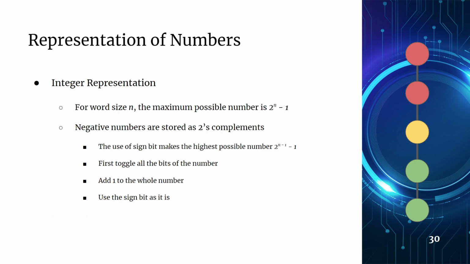Okay, this is another thing that we have all learned a little in our previous courses, which is representation of integer numbers. Now, if we are given a word size of n, the maximum possible number is 2 to the power n minus 1. That is, if I want to express a word using n bits, the maximum possible number that can be expressed using n bits is 2 to the power n minus 1. And negative numbers are stored as 2's complements. There is 1's complement, there is 2's complement, and it's stored as 2's complement. So this is how integer numbers are stored in a computer.